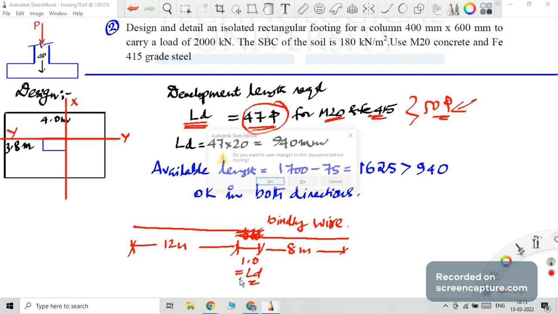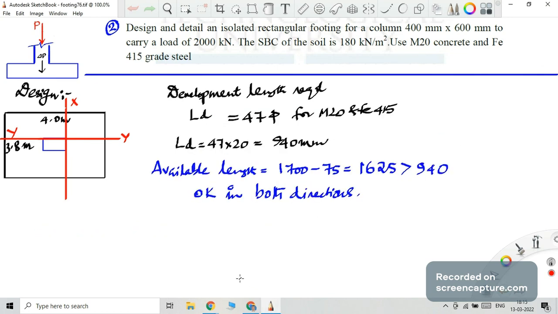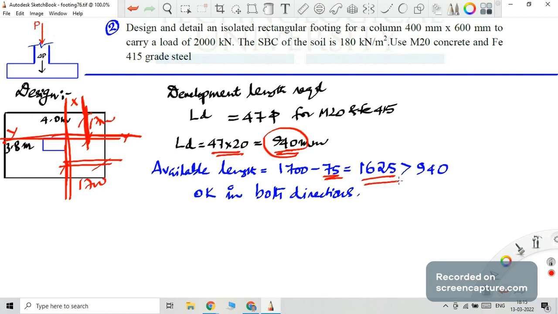Okay, that's all. Now, continuing the discussion on LD: 47 times 20 dia is 940 mm. Available is in both directions. Here you have 1700, here also you have 1700, because these are the critical sections for bending moment. So from the bending moment critical section you have 1700 in this direction also. So that is greater than 940. Of course, 1700 minus cover, 1625 is available. This is higher than 940. So the LD condition is satisfied in this case.